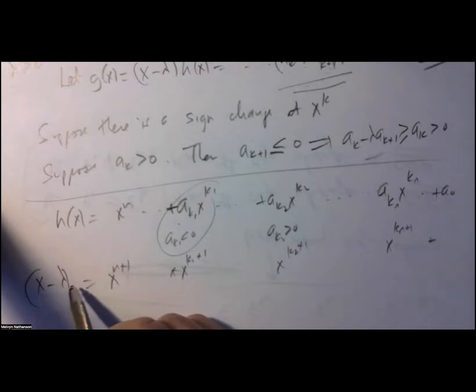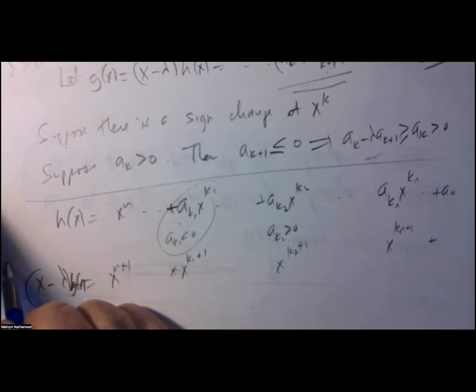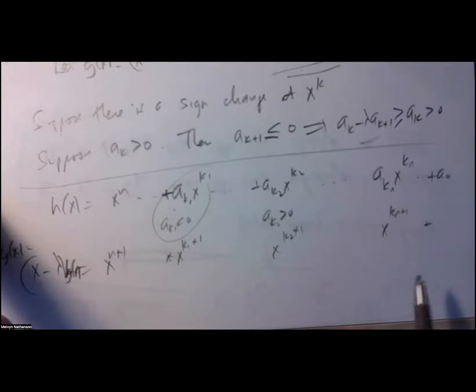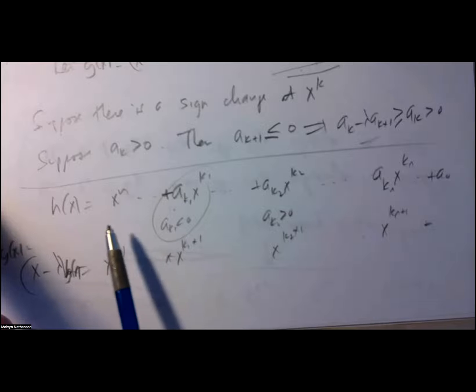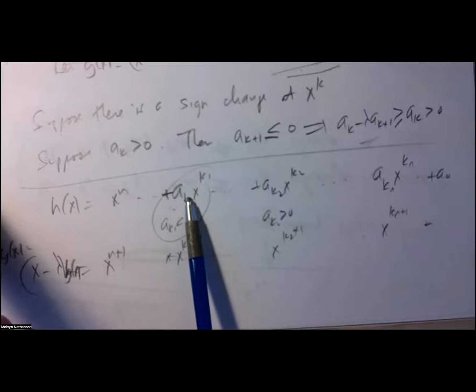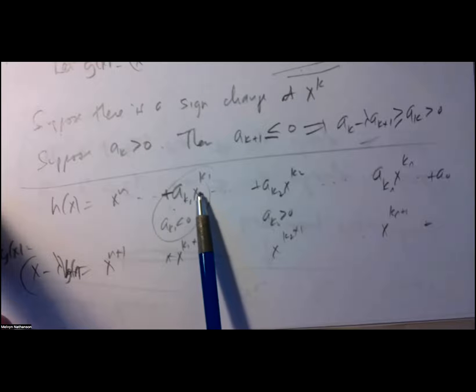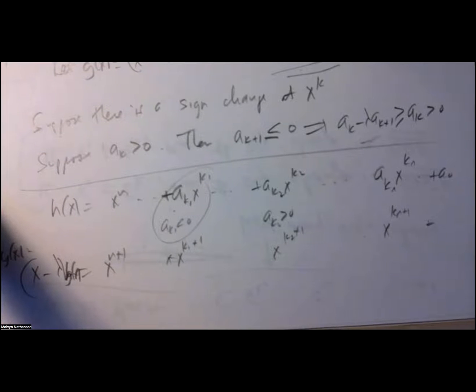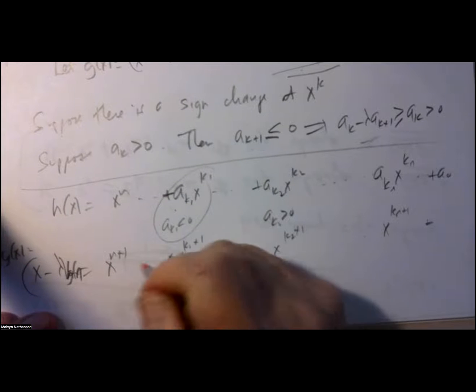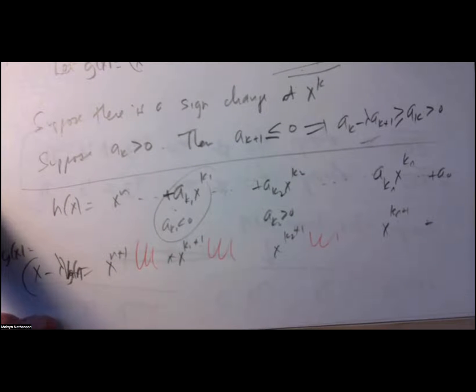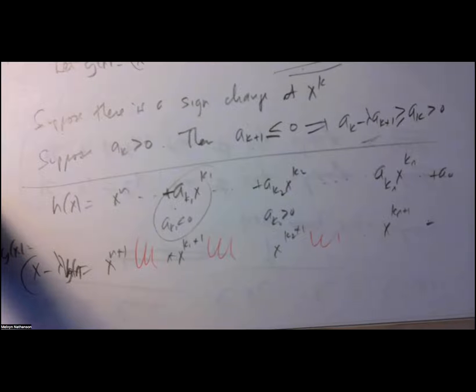So if you look at g of x equals x minus lambda times h of x, that's this product. If I just look at where the sign changes occurred in h, and I shift those powers of x by 1, I get sign changes in this new polynomial. There might be some other sign changes in here, and here, and here. I don't know, but in any case, there are at least these r sign changes. And actually, we know there's at least one more.